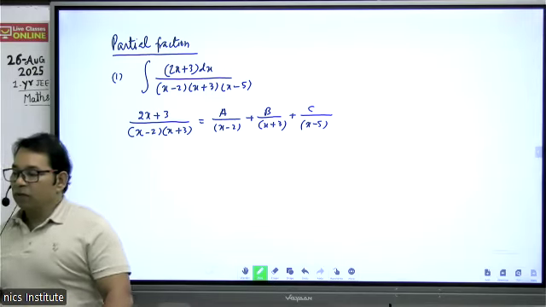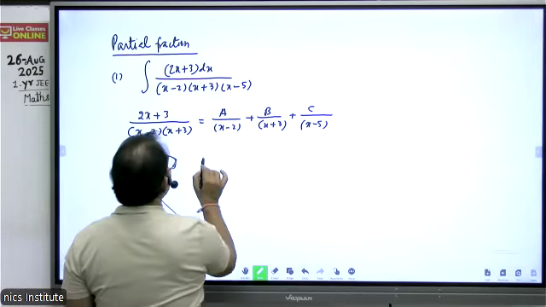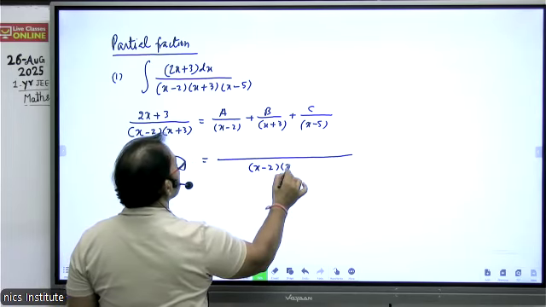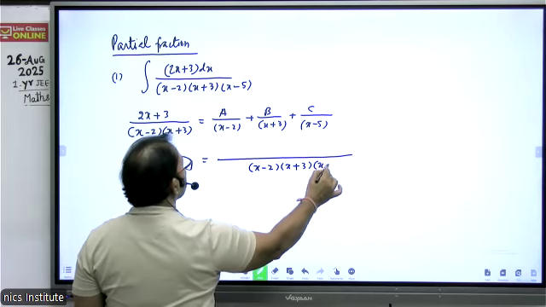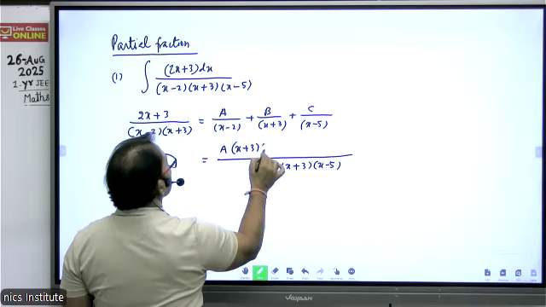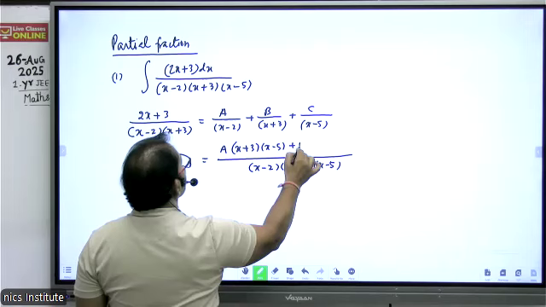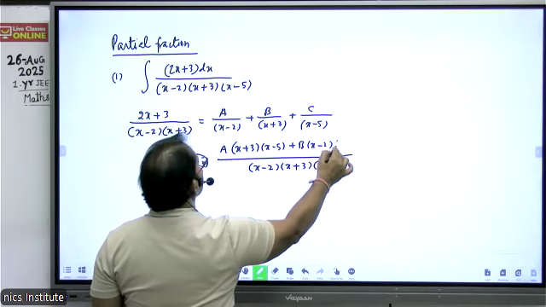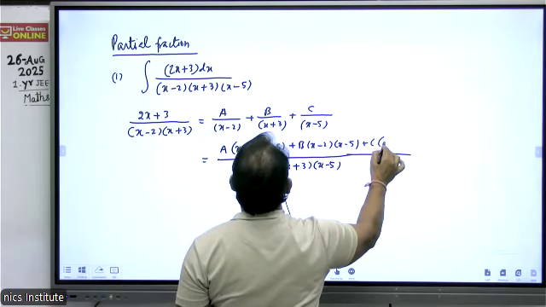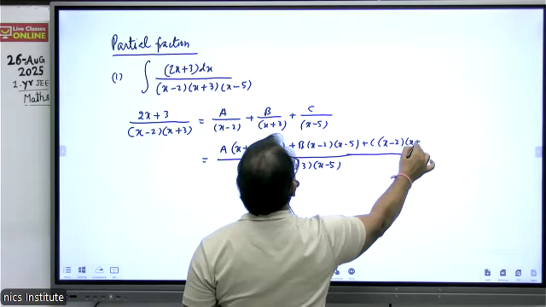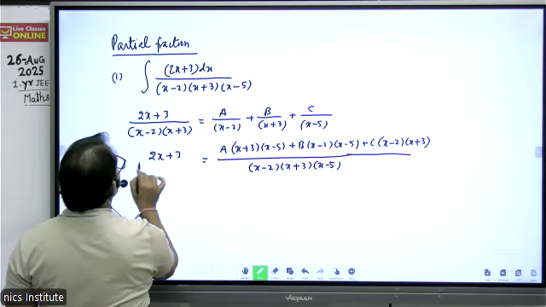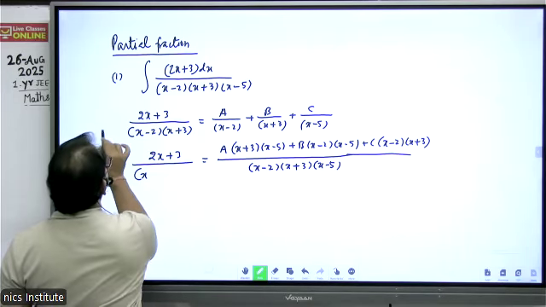And then you take LCM on the right side. This is basically an identity. If I take LCM on the right side, it will be x minus 2, x plus 3, x minus 5. A into x plus 3, x minus 5. B into x minus 2, x minus 5. And C into x minus 2, x plus 3. So you take LCM and cancel LCM on both the sides.